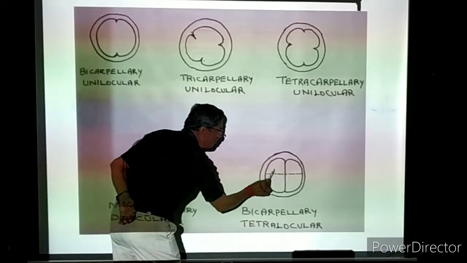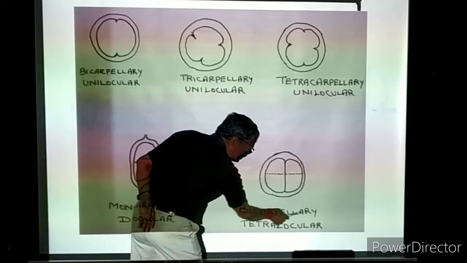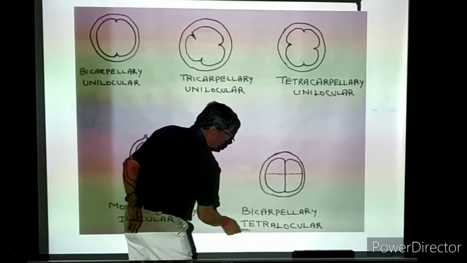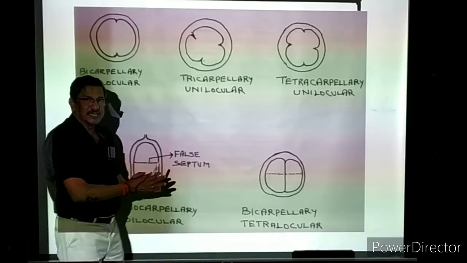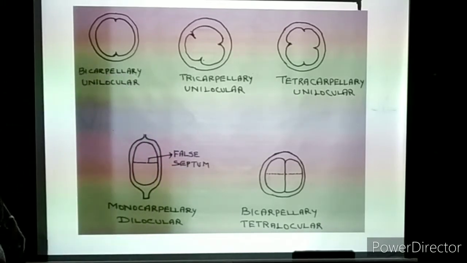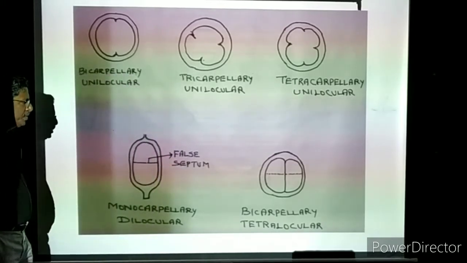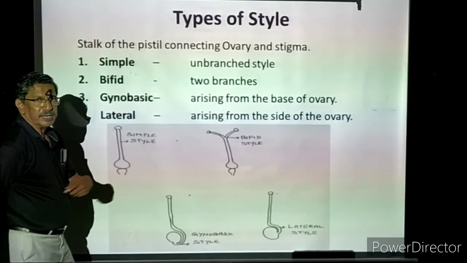So now totally how many cavities are there? We have to see. 4 cavities. So it is a bicarpellary ovary but tetralocular ovary. Tetralocular. So the locule number will be doubled. That is another characteristic feature of the ovary carpels. Okay, the ovary is completed.